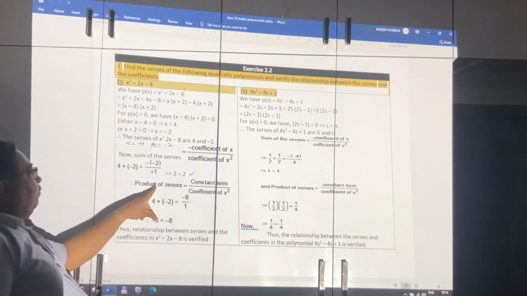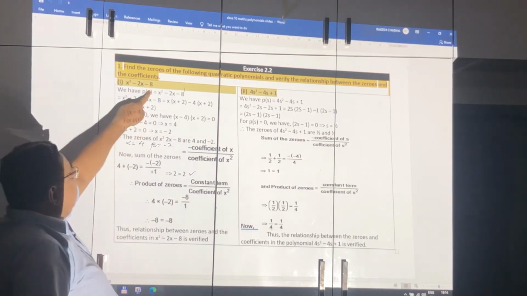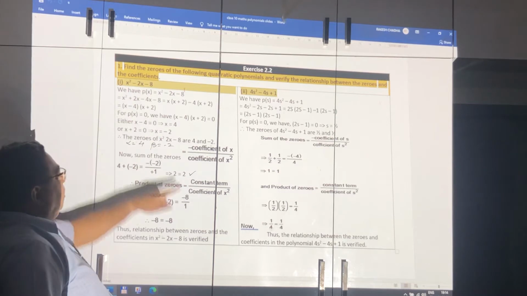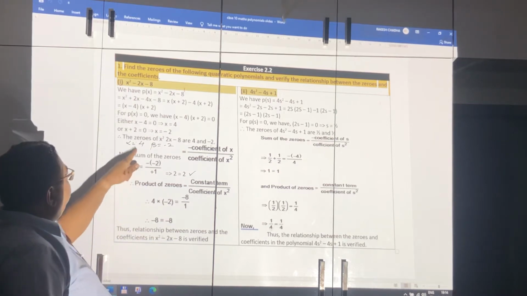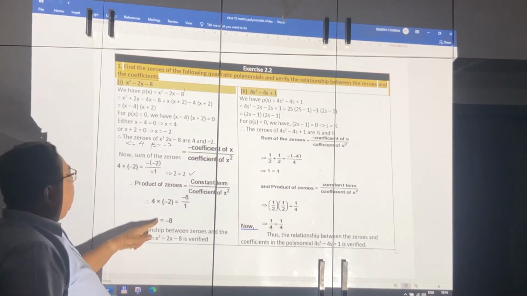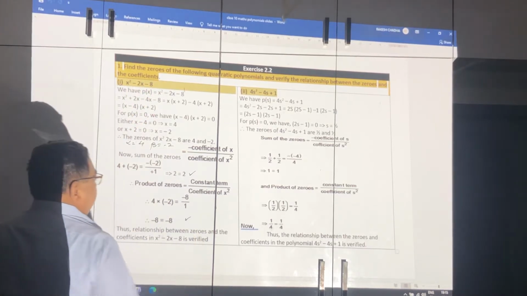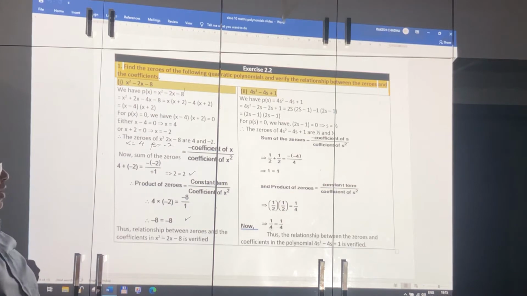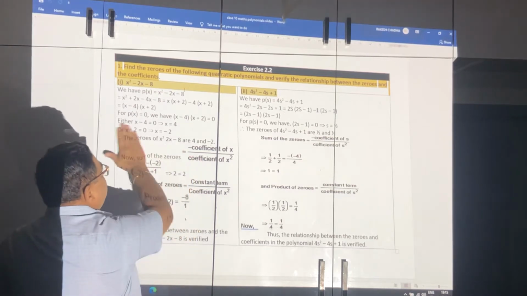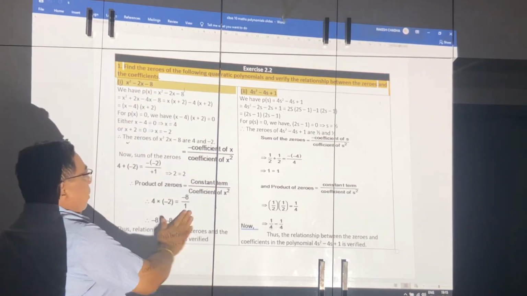Next, product of the zeros is C upon A. Okay, so I will first multiply 4 into minus 2 and this is minus 8 upon 1. This is also very fine. So, relationship is very fine. This is how to write in the exam and these are the steps you will do. Okay, my friends, let's look at next sum.